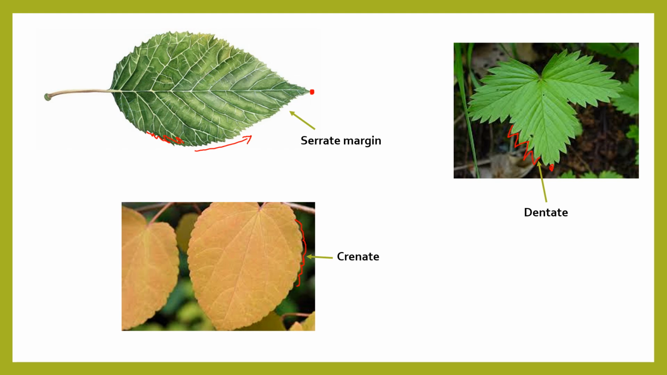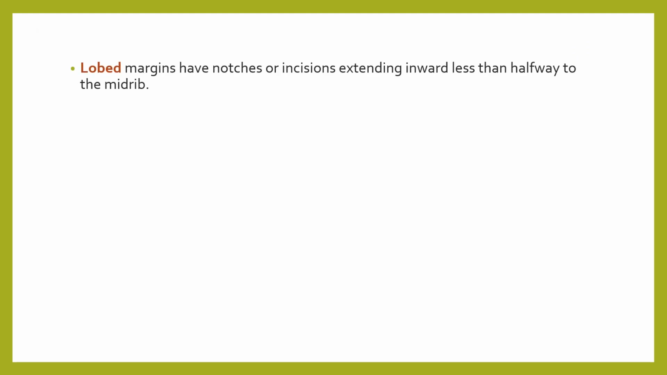Okay, I hope you know the differences between each of them. It's a bit difficult, but you just need practice to know the difference between them. So we know the entire margin and the toothed margin with its three shapes, and also here number 3, lobed margin.